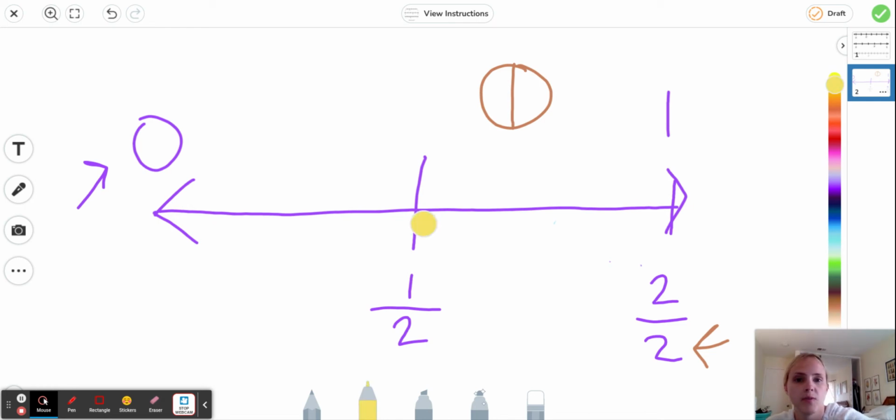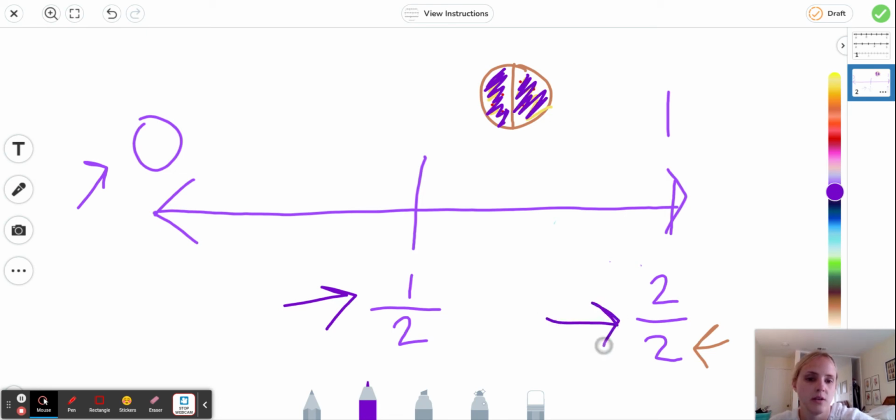Gotta make sure that I have my cheese and my pepperoni. There we go. If I eat 1 piece of this pizza, 1/2, I've eaten 1 piece out of 2. If I've eaten both pieces, 2 out of 2 pieces, I have eaten 1 whole pizza.